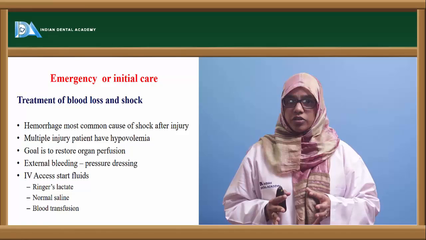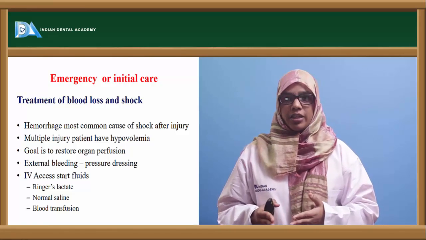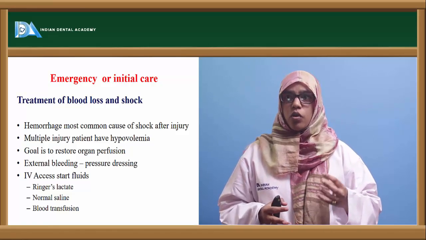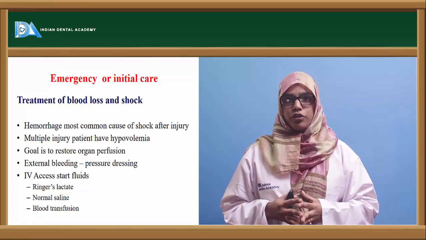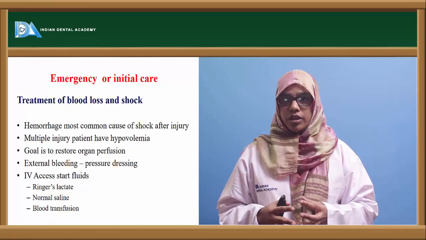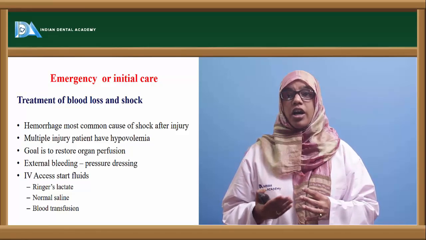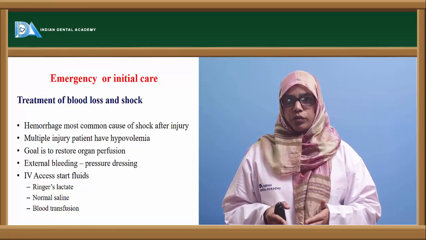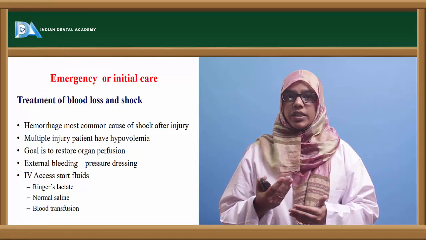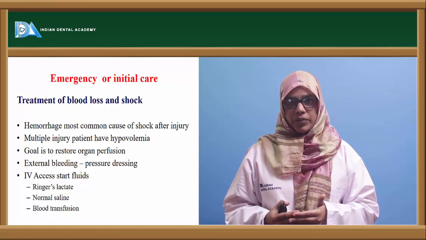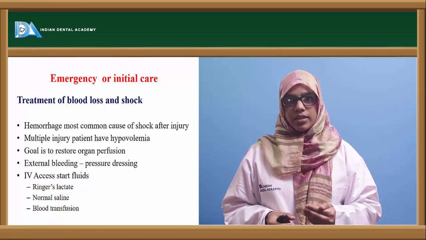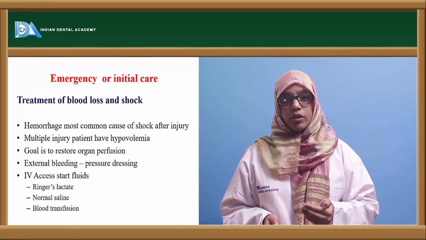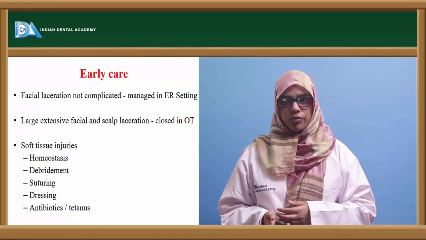Now, once you have checked that, you treat the bleeding, because hemorrhage is the most common cause of shock that occurs after injury. Now, in multiple injury, the patient undergoes hypovolemia. So the goal is to restore the organ perfusion. So if there is any kind of external bleeding, put a pressure pack and start with an IV access. Start with Ringer's lactate, normal saline, or if required, do a blood transfusion.